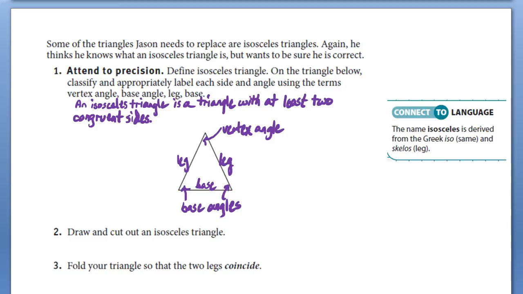So number one, let's define an isosceles triangle. An isosceles triangle is a triangle with at least two congruent sides. Here's a drawing of an isosceles triangle.